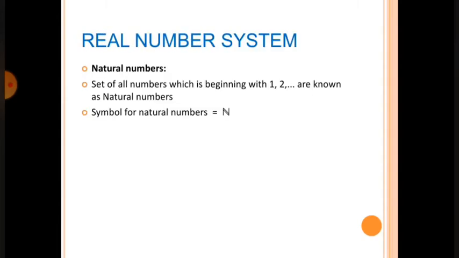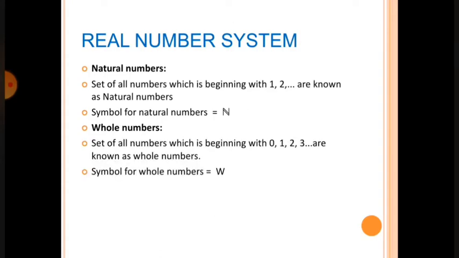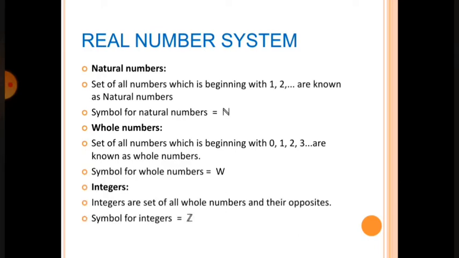Definition for natural numbers: the set of all numbers beginning with 1, 2 and so on are known as natural numbers. Symbol for natural numbers: N. Whole numbers: the set of all numbers beginning with 0, 1, 2, 3 and so on are known as whole numbers. Symbol for whole numbers is W. Next, integers. Integers are the set of all whole numbers and their opposites. Symbol for integers is Z.